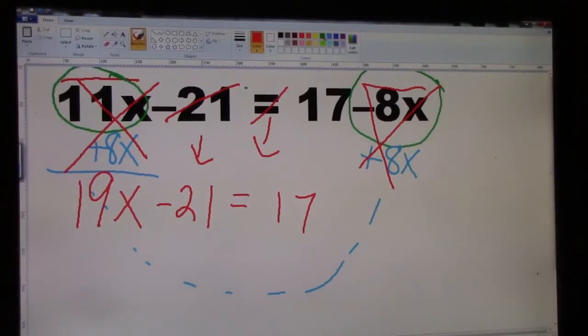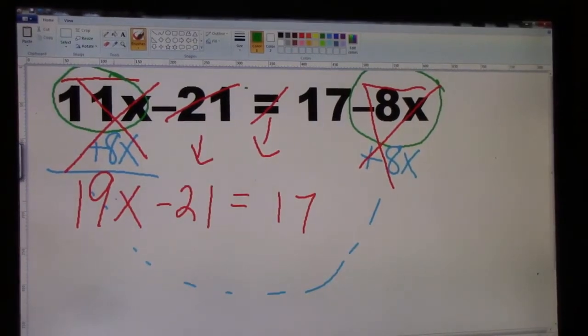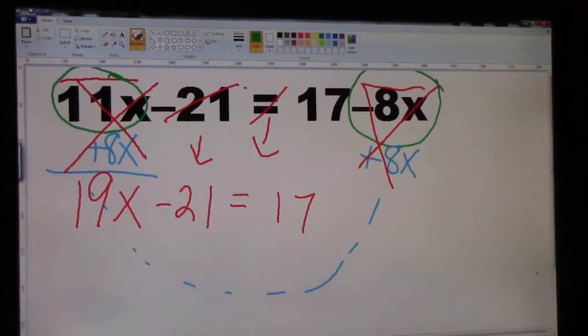Now we have a variable on one side. If you were given this problem right here at the very beginning, you don't have variables on both sides, you have them on one side. You're still going to move something, but our question is which one of these like terms are we going to move? First of all, what are our like terms out of 19x, negative 21, and 17? Well, obviously, these are your like terms here. This has a number and a variable. These are two numbers.